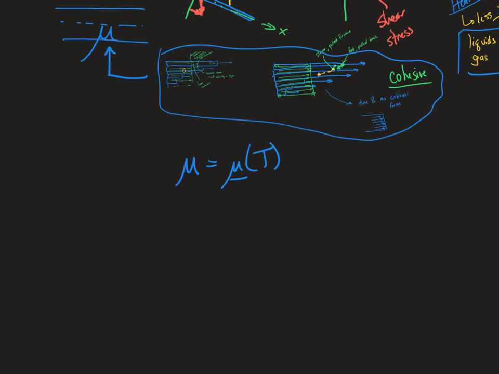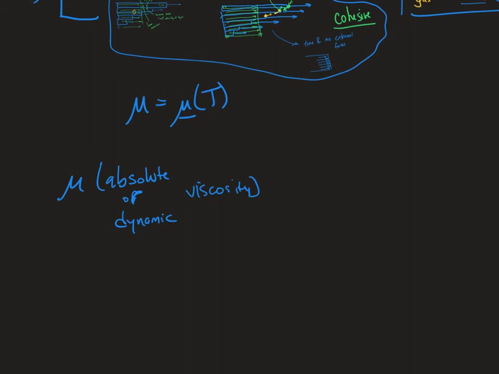Okay, so this guy right here, mu. This is the absolute or dynamic viscosity. And there's another one. That's kind of an ugly way to present that, but there's another one which is nu. Nu is just like a V that's kind of really curvy. And that's the kinematic viscosity.